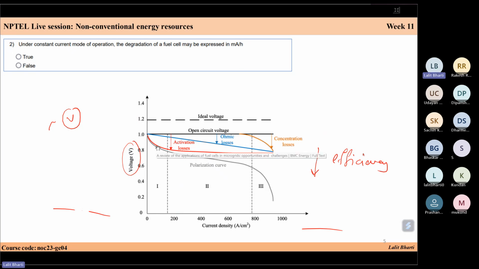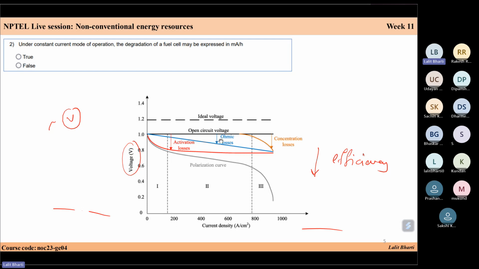So you can see that by increasing the current density, your voltage is decreasing. So you have different types of curves. This is the ohmic loss. You have different types of losses. Sorry, ohmic is not based on concentration; it is based on the resistive elements of the internal elements of the fuel cell.